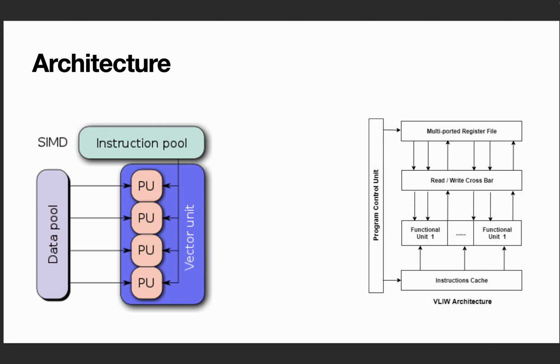In order to improve the performance of multi-core processors, such as those on the right side, it is preferred to use the single instruction, multiple data, and very long instruction word architectures, as shown below.